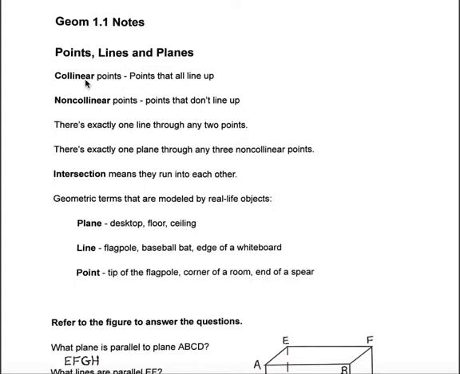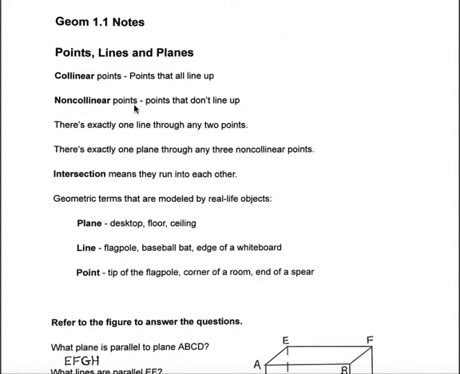First thing we're going to talk about are collinear points. Co-line, on the same line. Points that are all on the same line are collinear points. Now, you need to have 3 of these, because you'll see down here there's exactly one line through any 2 points. So any 2 points are always collinear. You have to have at least 3, and they will line up in a straight line. That's called collinear.